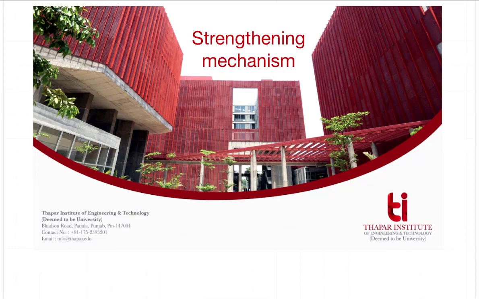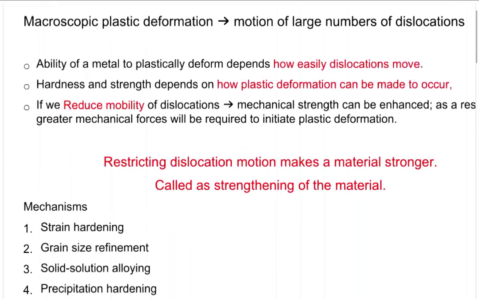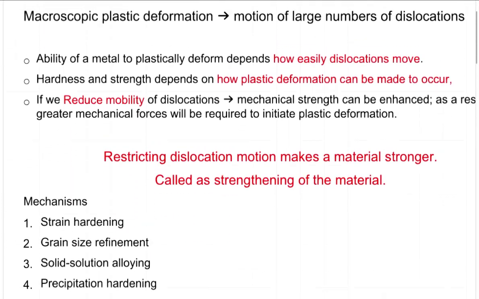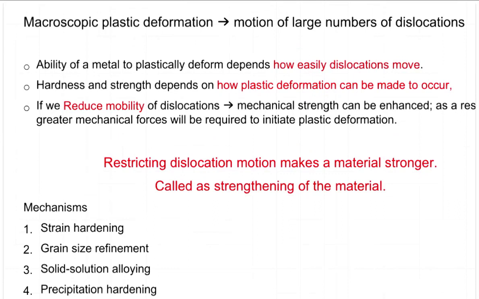Today we will discuss the strengthening mechanism of material. As you studied in the previous lecture, the main reason of plastic deformation is slip, and slip is taking place by a motion of dislocation. So, if we can impede or restrict the motion of dislocation, we can increase the strength of material.